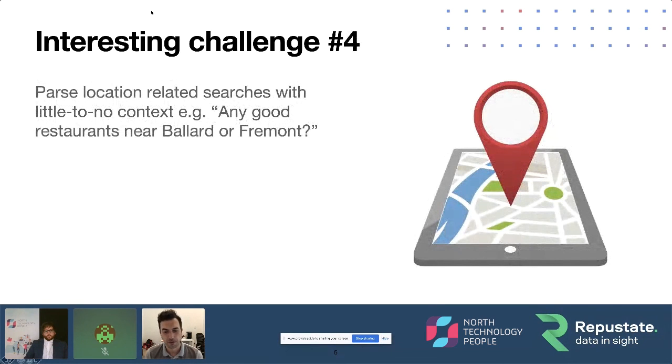What if you're in the geolocation space and, in this day and age where people are increasingly concerned about privacy, they don't want the location on their device to be shared or the location in their browser to be shared? How would you know the phrase, any good restaurants near Ballard or Fremont? How would you know where that is or what that is? How would you resolve that query and return meaningful results to your users?